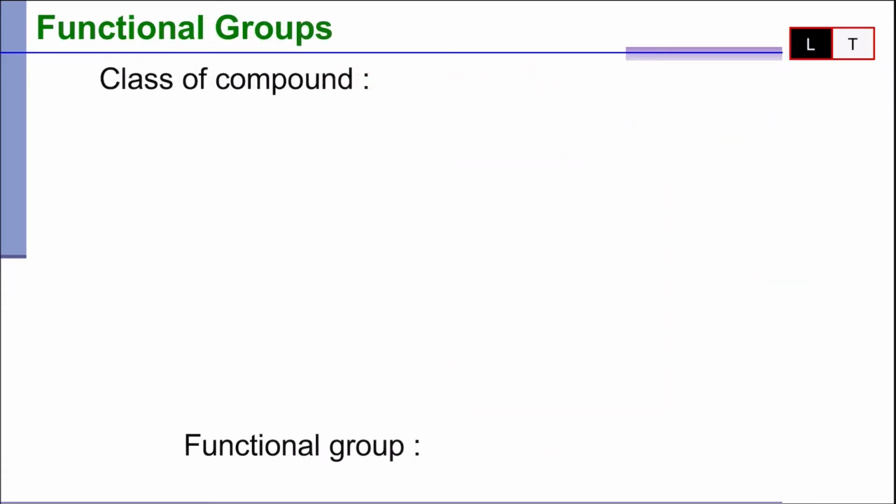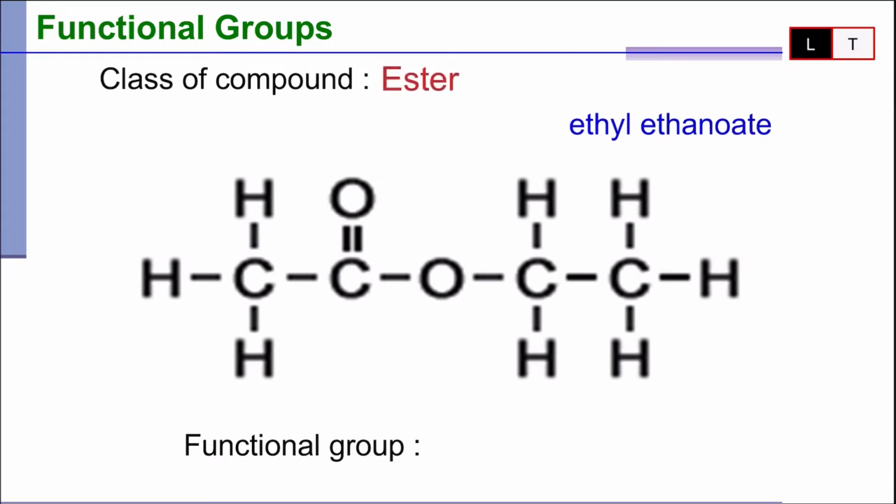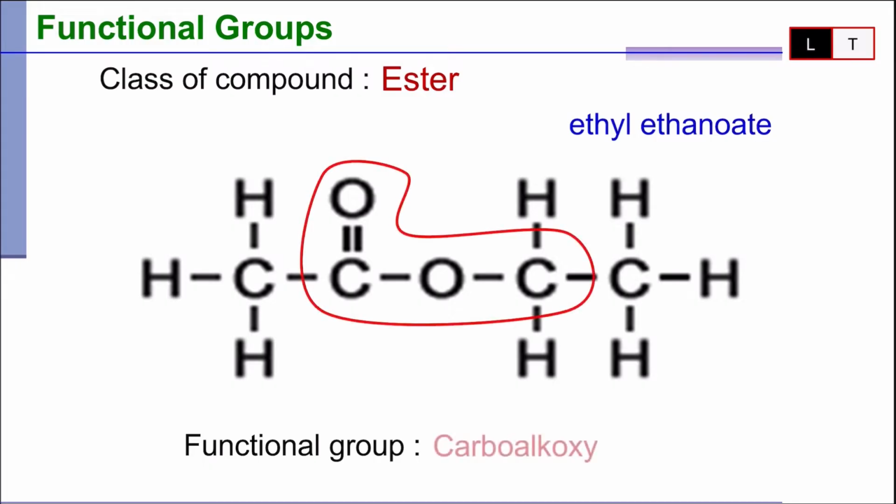Next, kita ada this structure, ethyl ethanoate. So ethyl ethanoate ini adalah class of compound for ester. Ester adalah di mana kita akan bulatkan functional group carboalkoxy, iaitu C double bond O single bond OC. So ini adalah cara kita nak bulatkan this functional group carboalkoxy.